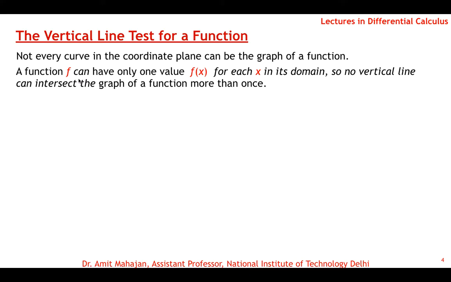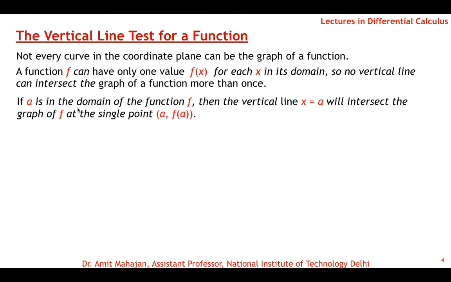A function f can have only one value of f(x) for each x in its domain. So for every input there will be only one output. That is how a function is defined. Consider a vertical line. It will cross the x-axis at one point, which will be the input point. That vertical line should not cross the curve at more than one point, because for that input there should be only one output. If it intersects the graph at more than one point, then that graph cannot correspond to a function, because for that one input there would be more than one output.